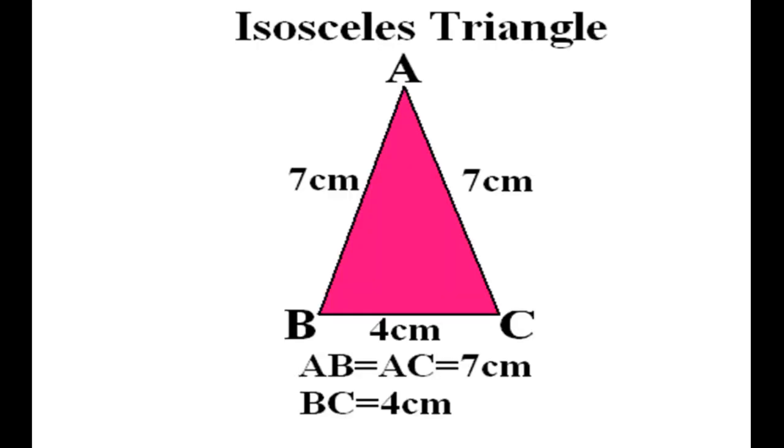Let's move with the measurement. So here is a triangle ABC with AB and AC both as 7 centimeter. So two sides are equal and BC the third side is 4 centimeter which is not equal to 7 centimeter. So AB and AC are two sides which are equal in length, that is 7 centimeter. So the name of such triangle is isosceles triangle.